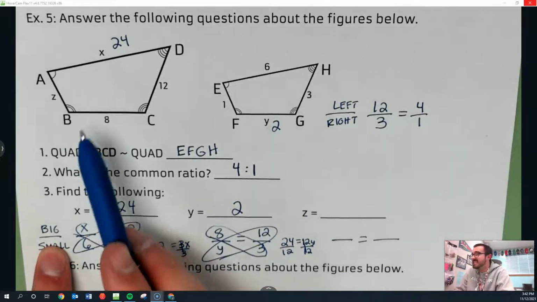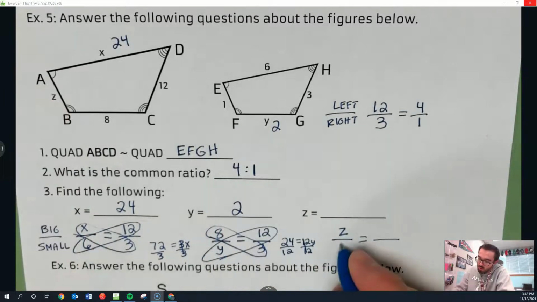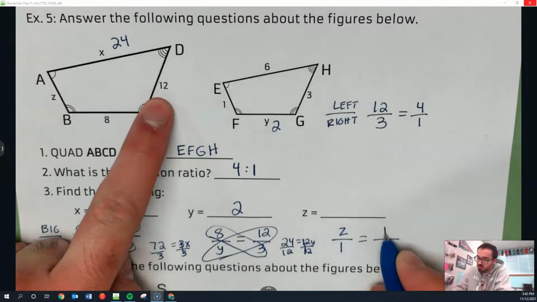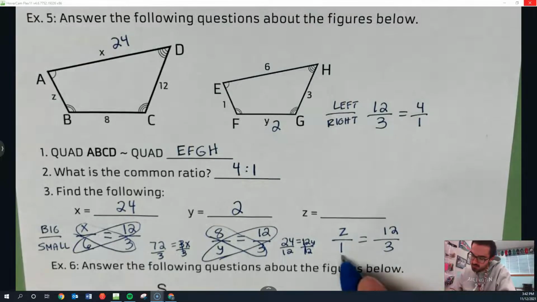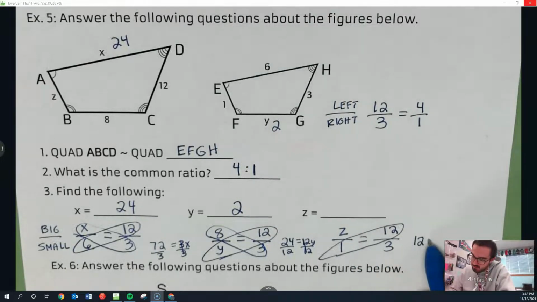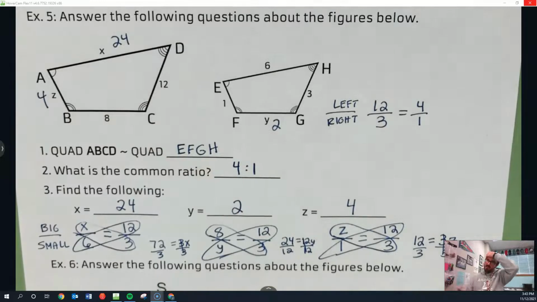Big, z is in the big, so z is on top. Small, what matches z over here? 4 equals 12 over 3. Cross multiply. 12 equals 3z. Divide by 3 on both sides. Okay, so z would equal 4. All right, so basically, guys, you're making proportions and cross multiplying is basically the name of the game today.